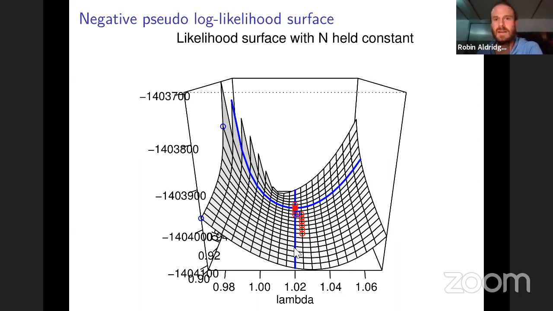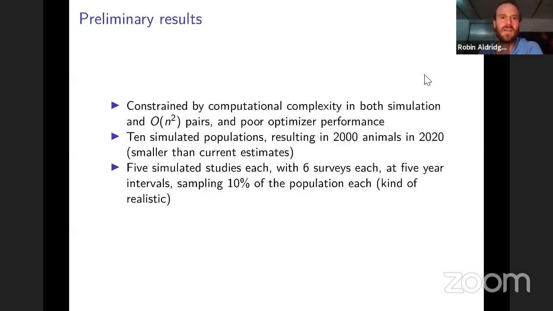This is the negative pseudo-log-likelihood surface with N held constant, so lambda on this axis and phi on this axis. You can see the true values in blue and the minimum likelihood values in red, with the solid being the minimum, which in this case is at the true values. And I'll show some preliminary results. We were constrained by computational complexity in the simulation and in the quadratic number of pairs, and we're also having trouble with our optimization. We simulated only 10 full population histories, resulting in only 2,000 animals in 2020, which is smaller than our actual estimates. And we simulated 5 final population histories with 6 surveys occurring in each one, at 5-year intervals, sampling 10% of the population, which is about a realistic sample size.